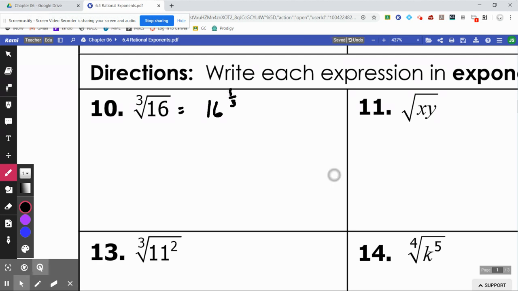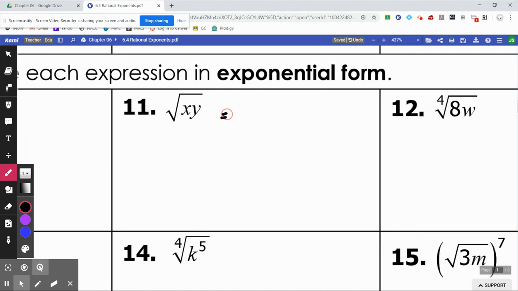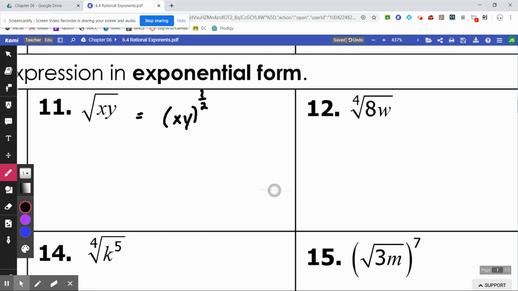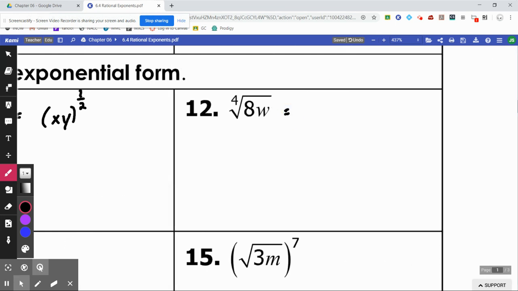Again, the next one, xy, we're actually finding the square root of it. So it's going to be xy in a square root. The bottom number is the root you're taking. The top number is any exponent. Both of these are being raised to the first power. So therefore xy to the 1/2 power. 8w inside the radical. We're taking the fourth root of it, and there are no exponents on it. So that'd be 8w to the 1/4 power.